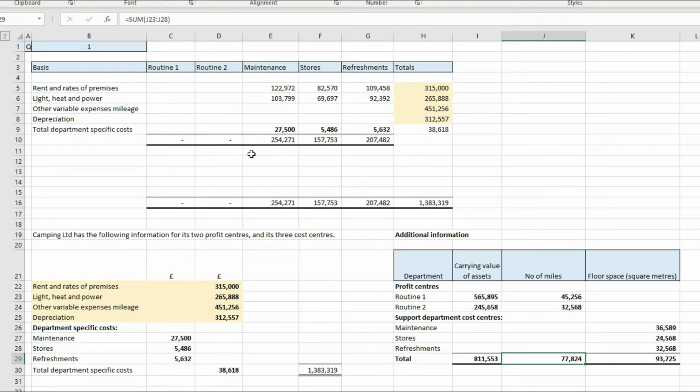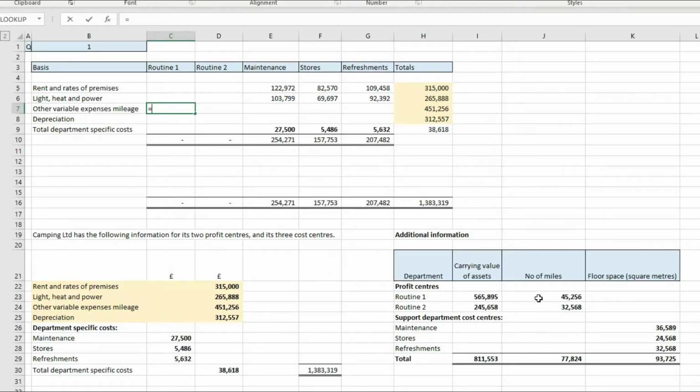Now, the difference here is actually we don't want to allocate that under maintenance, stores and refreshments because if you look in the table, that's actually split only between routine 1 and routine 2. So we're not going to put anything here, and actually when we look at depreciation, we're not going to put anything here either. So nothing under maintenance, stores and refreshments is going to go in column C and column D. So it's effectively the same sort of thing we're doing every time.